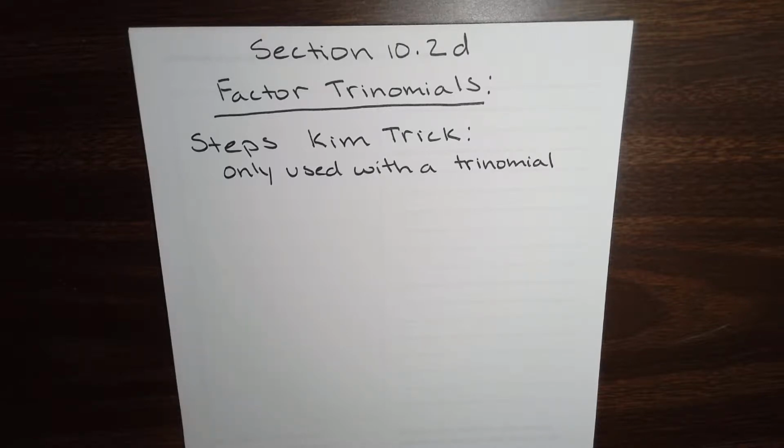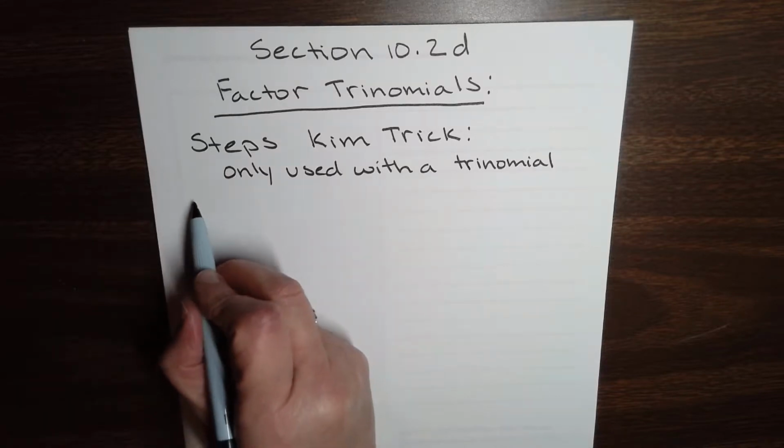So for these steps in factoring trinomials, I'm going to use something called the Kim trick. The way that the other video uses this method is they call it a guess and check method. So if you don't like the Kim trick, then you can go to the other video and look at the guess and check method. But this method is called the Kim trick. The Kim trick can only be used with a trinomial. So as long as you have a trinomial, you can factor using the Kim trick.